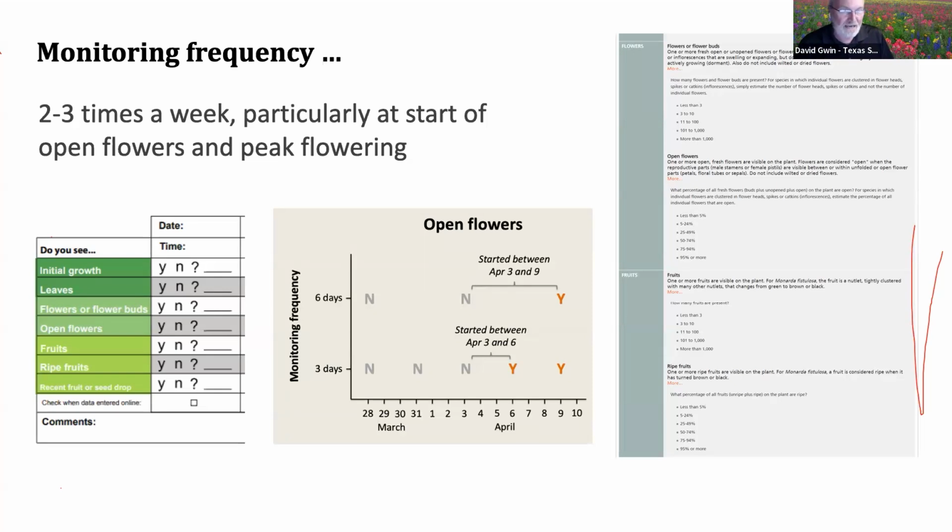But as you get better and better at observing your plant, you will also notice in Nature's Notebook, the questions will let you go to deeper and deeper levels of detail. You can answer the yes, no initial growth question, but it also could then say, if you see initial growth, how much initial growth do you see? And then you can go in and assess that as well. The beauty of Nature's Notebook and this project is it's meant to let you go as far as you feel comfortable in the data collection process.